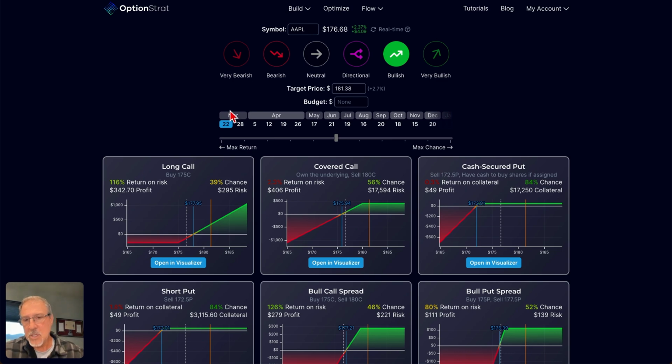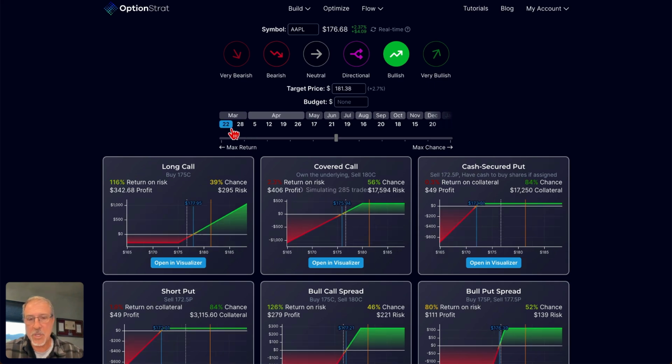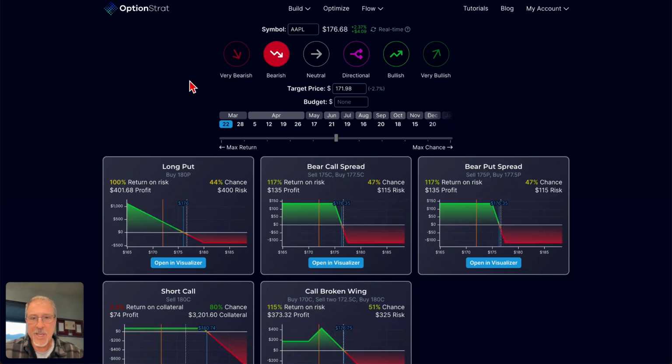From my perspective, I'm going to look at this as a very short-term trade, possibly even expiring this Friday or next Friday. So these are the two scenarios that I'm looking at. I'm just going to go with this coming Friday as being the expiration. Now, what is my premise? Am I very bearish? Am I bearish? I'm not really very bearish on Apple, but I'm just going to say bearish.